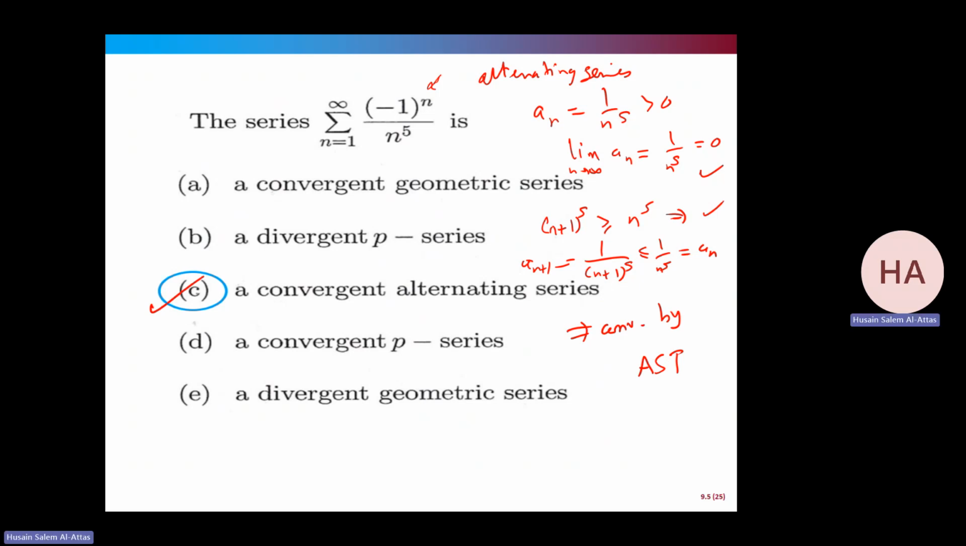The rest are wrong. Is it geometric? No, it's not geometric. Is it a divergent p-series? No. If you take it without the (minus 1) to the n, then it will be convergent because p equals 5. So this is wrong. Convergent p-series is not a p-series because of this minus 1. Divergent geometric series, no.